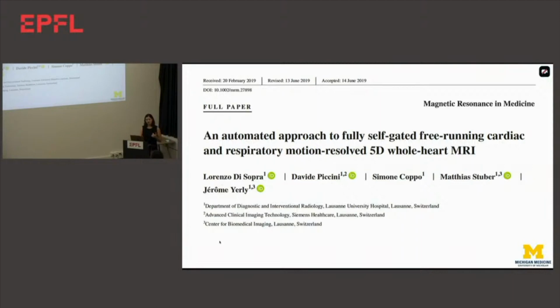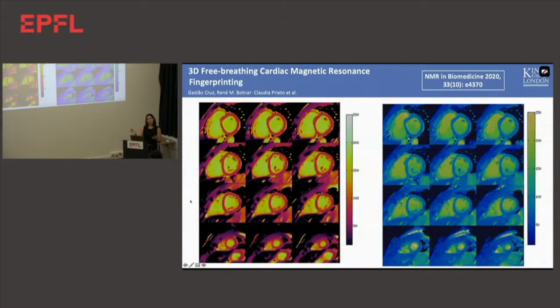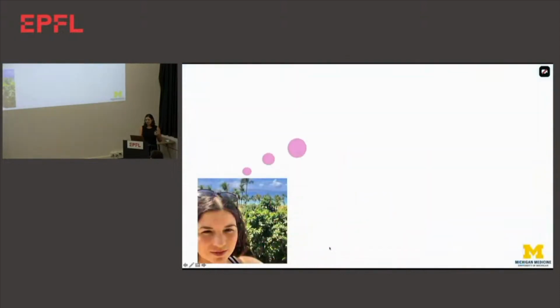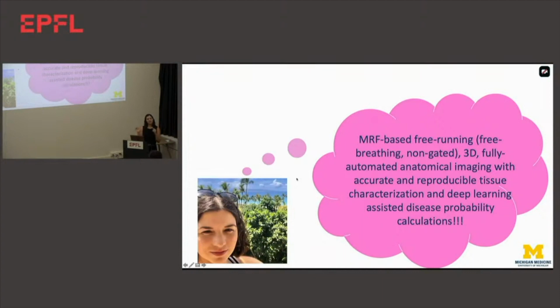Well, we can add to that maybe 3D free-breathing fingerprinting, right? This is tissue characterization on top of it. And it feels like these two technologies are coming closer and closer together, where we can really think about having a super simple, comprehensive scan where it's easy for the patient, and maybe easy for the physician to even look at because they can be assisted by these values. And so my dream of having this MRF-based, free-running, maybe free-breathing, non-gated, 3D, totally automated anatomical imaging along with tissue characterization information, disease characteristics, all of that could come together. This is my dream. And I feel like we're getting close.